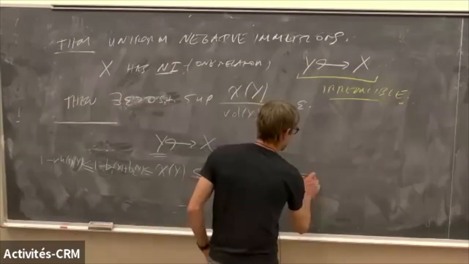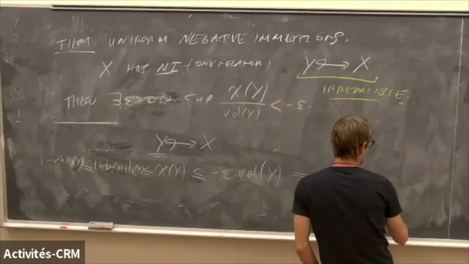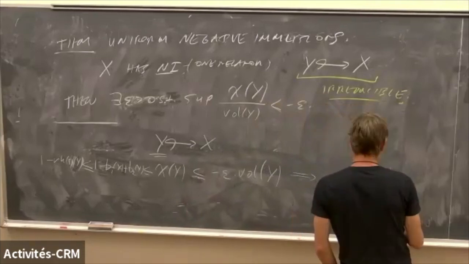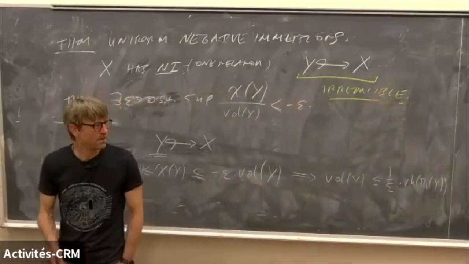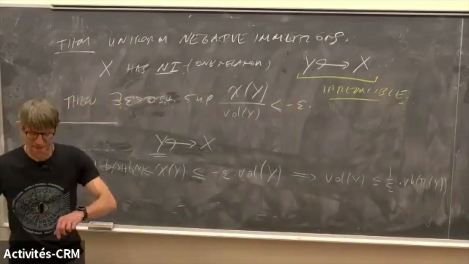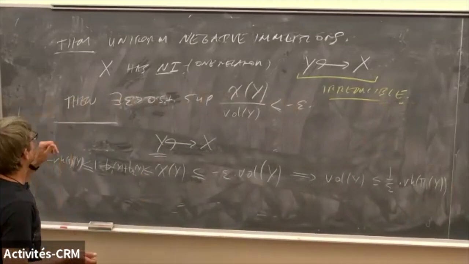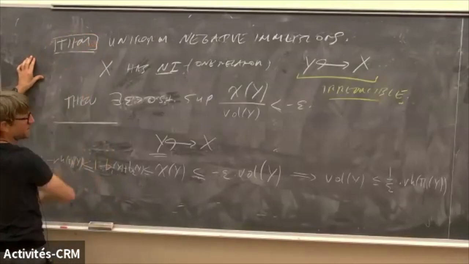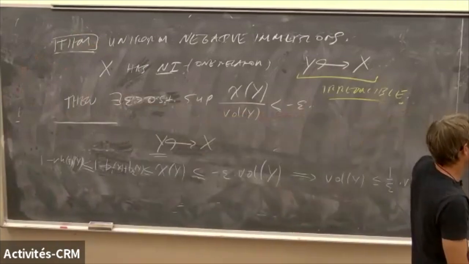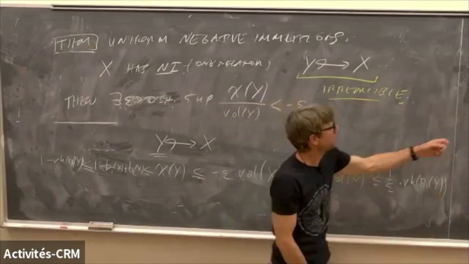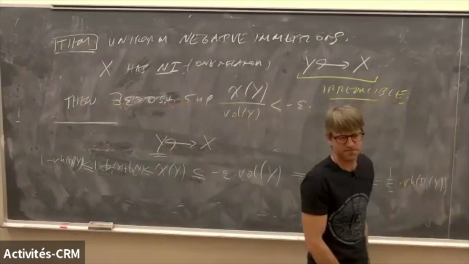Okay, so now you rearrange this, and that implies that the number of two cells is less than or equal to 1 over epsilon times the rank. Okay, so once we have the uniform negative immersions, then you write down this silly inequality, and you get that the number of two cells in the Ys are uniformly bounded in terms of the rank of the first complex, and you're done.